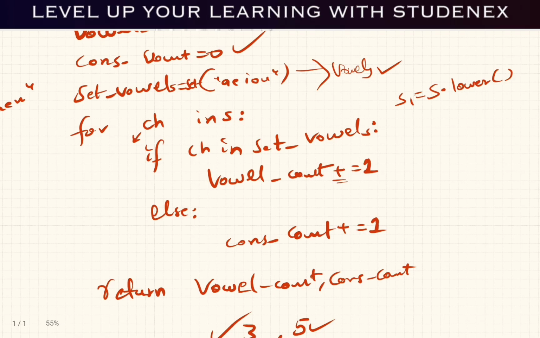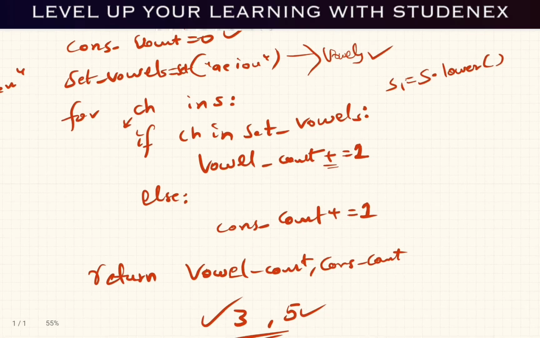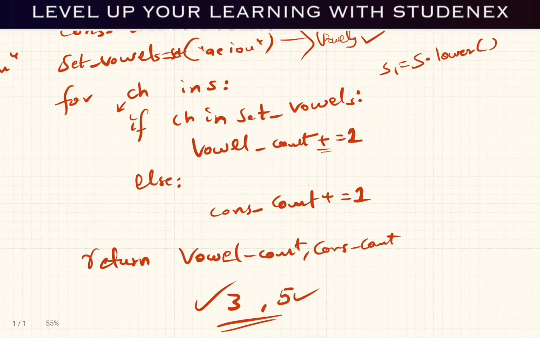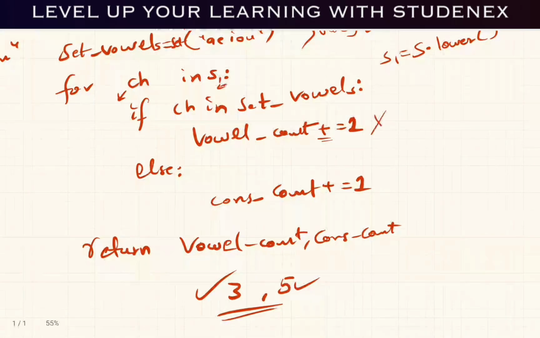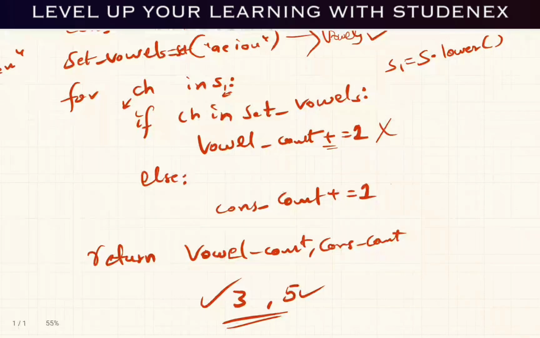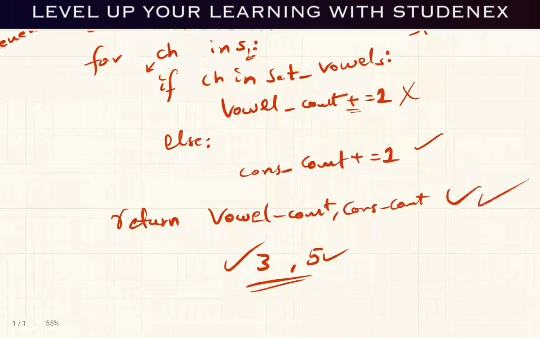So this is how you solve the question. You keep the vowels in a set and iterate over each element in the string. Then you check whether it is in the set of vowels or not. If the character is not in the set of vowels, you increment the consonant count value. At last, we return both the consonant and vowel counts. So this is the question. Now we're going to move to the next question.